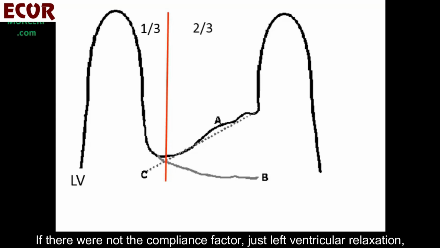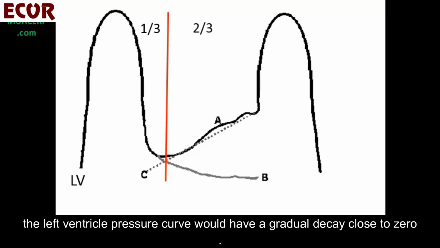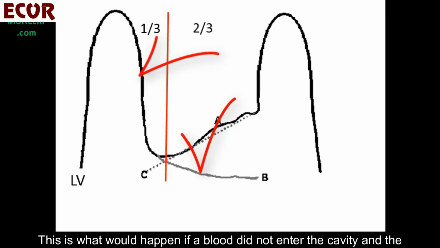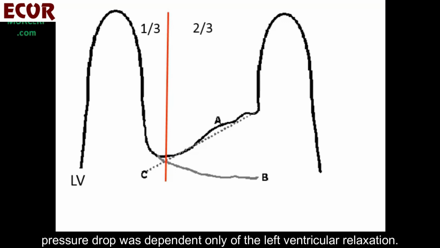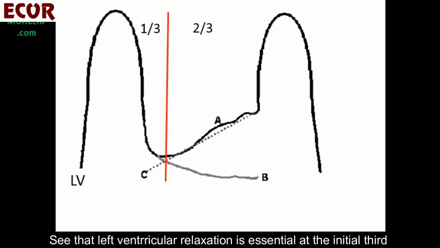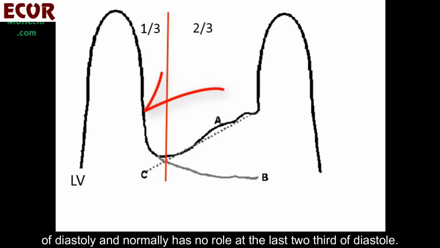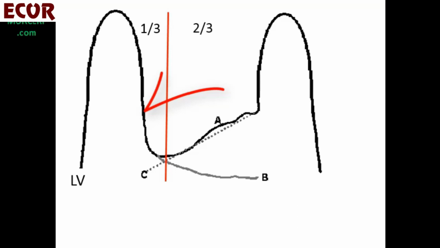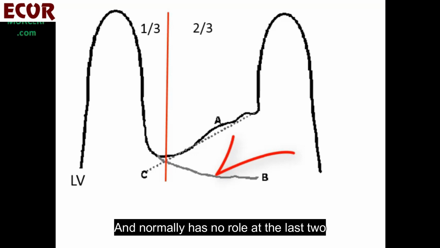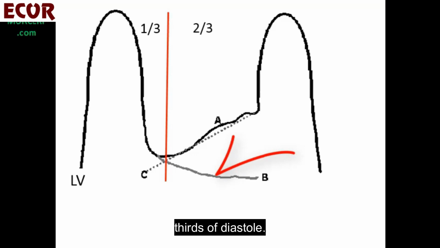If there were not the compliance factor, just left ventricular relaxation, the left ventricular pressure curve would have a gradual decay till close to zero. This is what would happen if blood did not enter the cavity and the pressure drop was dependent only on the left ventricular relaxation. See that left ventricular relaxation is essential at the initial third of diastole and normally has no role at the last two-thirds of diastole.